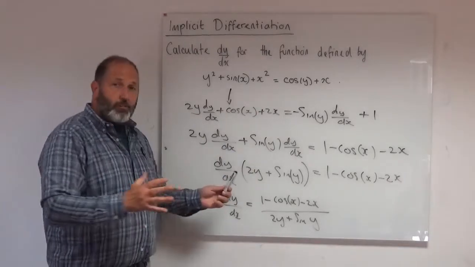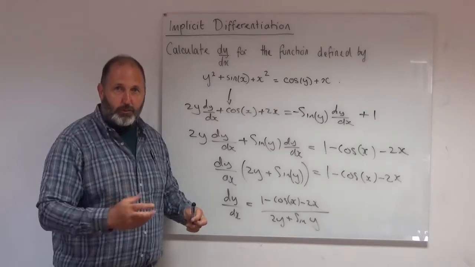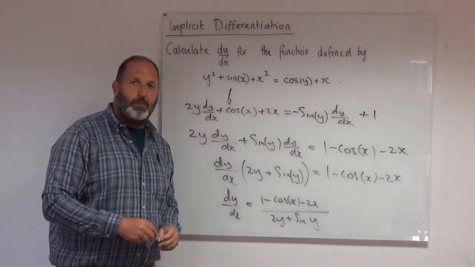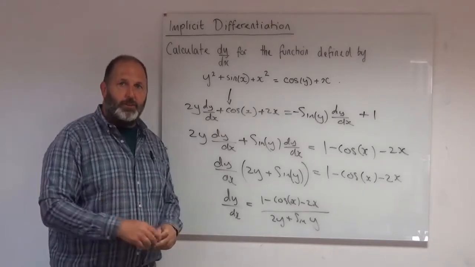And all the other rules apply. You can use the product rule, the quotient rule. All these rules could still be worked with inside implicit differentiation. So perhaps if you try some more examples.